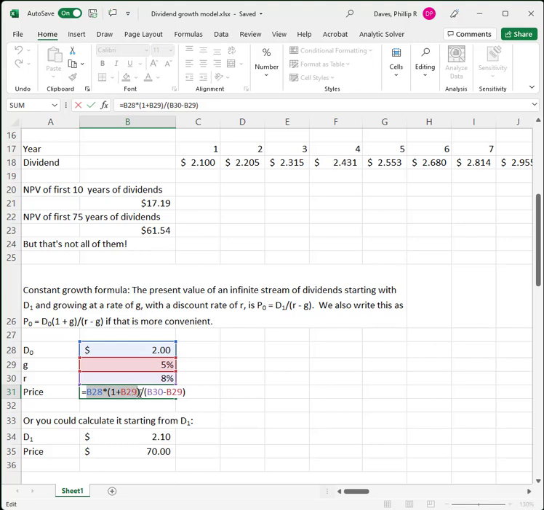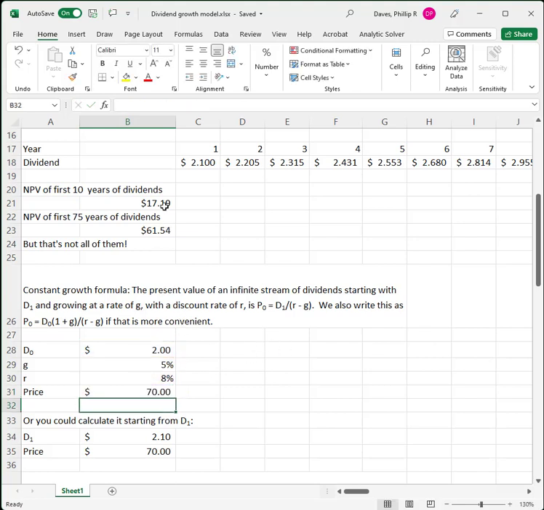This is D0 times 1 plus G, which is D1. So this part that I've just highlighted is D1 divided by R minus G. So D1, which is D0 times 1 plus G, divided by R minus G, and that gives us $70. So 10 years worth of dividends is worth $17, 75 years worth of dividends is worth $61, and all of the dividends is worth $70.